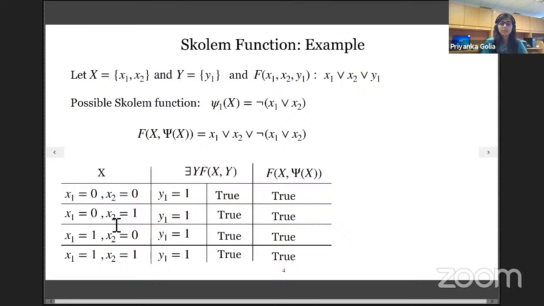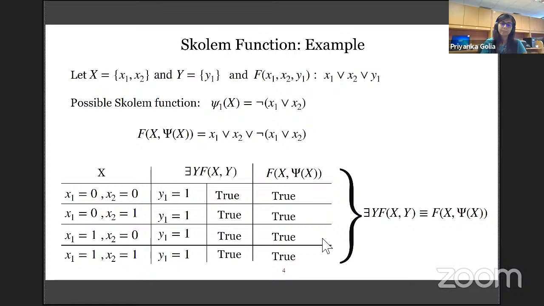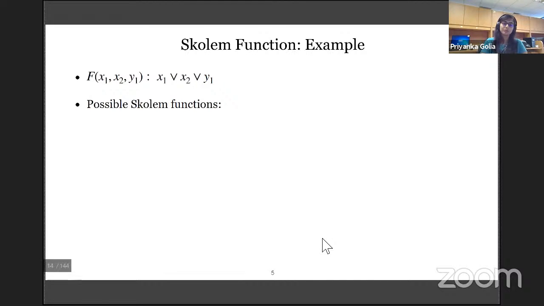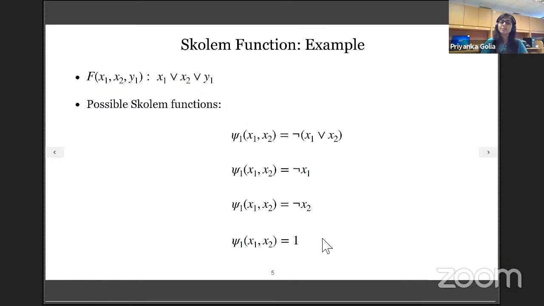Now, as you see here, for all the valuations of x for which f of x,y evaluates to true, f of x, psi of x is also evaluating to true. Therefore, this is indeed a Skolem function corresponding to the output variable y1. Now the question that arises is: is this the only possible Skolem function corresponding to the output variable y1? It turns out that there can exist multiple possible Skolem functions. For example, negation of (x1 or x2) that we just discussed, negation of x1, negation of x2, or it can be as simple as the constant function 1. So our objective here is to synthesize one possible Skolem function.